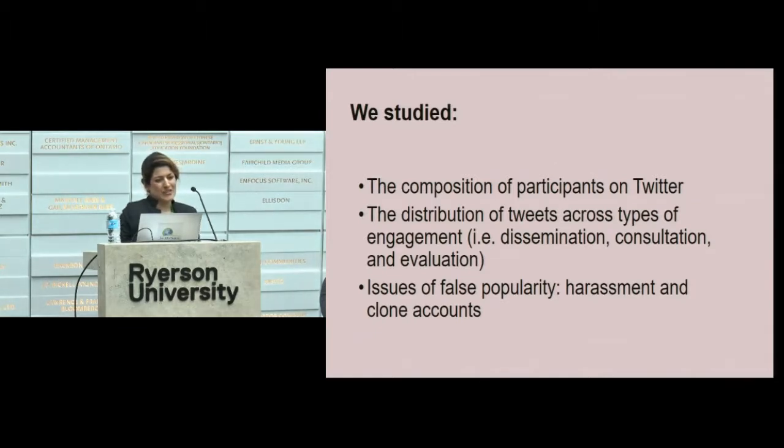We will also look at the distribution of tweets across types of engagement. We define 3 types of engagement: dissemination, if the tweet is just for the aim of dissemination; consultation, a suggestion or recommendation to read a paper; or evaluation of a research article in a negative or positive way. We also examine the issues of false popularity. I'm going to present here only the online harassment that we found in life sciences, and also the existence of clone accounts, which some people call duplicate or alternative accounts.